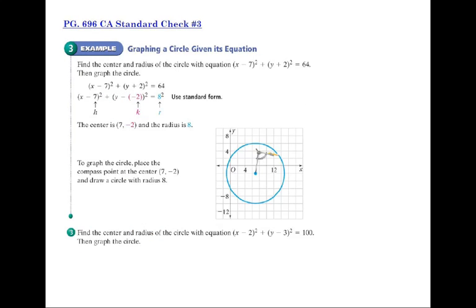For the next one, I've been given an equation, and I need to pull out the center and the radius. Well, it's already in standard form. That's going to be my center. So the center is 2, 3. And then the radius squared is 100, so the radius has to be 10. That's it. Then you graph it. You would put a center at 2, 3, and you'd pull out your compass at a distance of 10 and make a circle from there.